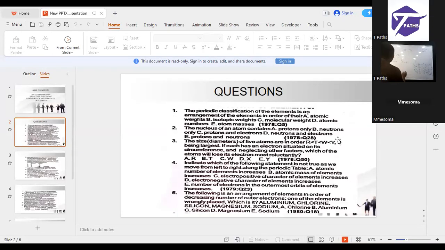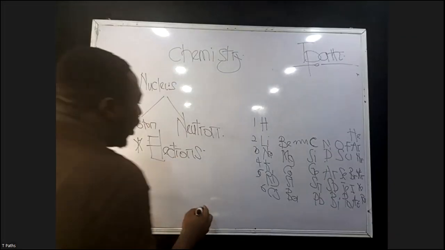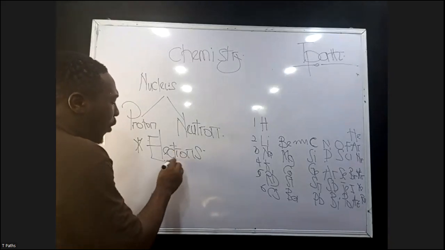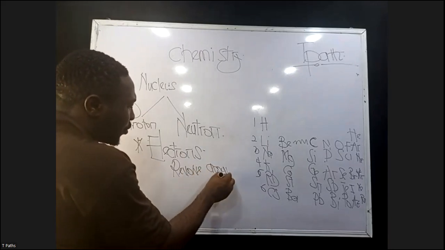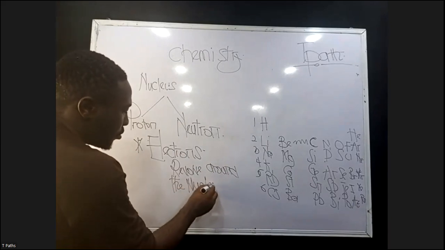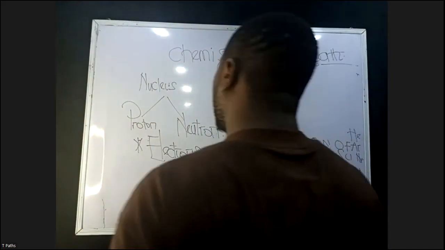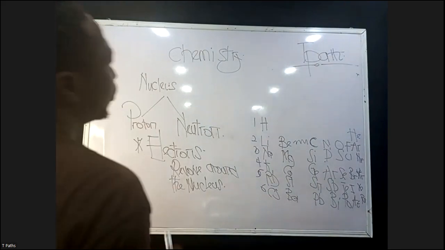Please let's note: electrons are not found in the nucleus. The electrons revolve around the nucleus. We need to note this very well. The electrons revolve around the nucleus, and they are not found in the nucleus.